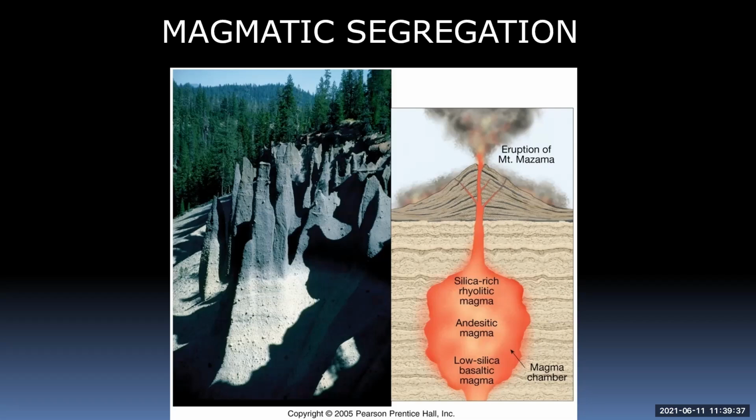As that eruption continues, it starts to tap into deeper portions of the magma chamber, and thus we see more mafic materials extruded. That is direct evidence of magmatic segregation that had happened in this ancient volcano here, Mount Mazama, which is now the location of Crater Lake. We'll see Mount Mazama come up again in our lectures in the future.